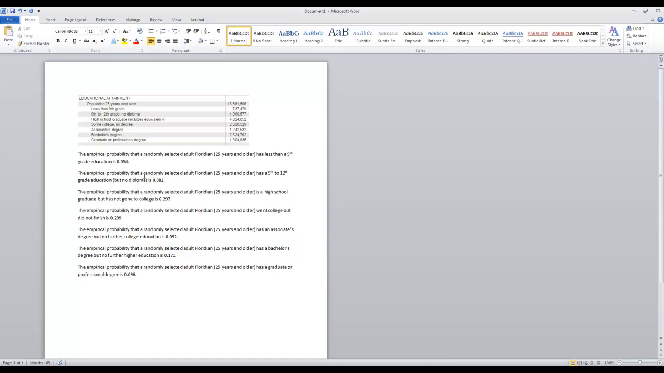So the first one is 0.054, okay? 0.054 plus the second one is 0.081, plus the third is 0.297, plus this next one is 0.209, plus this next one is 0.092, plus the second to last one is 0.171, and the very last one is 0.096.